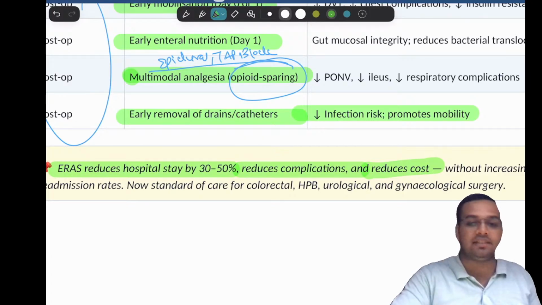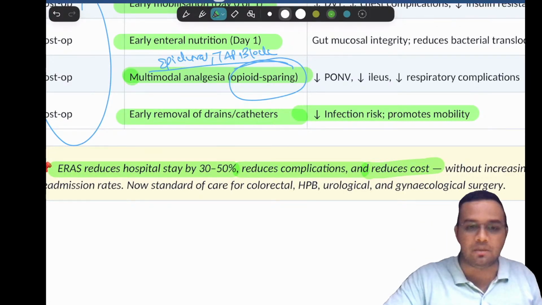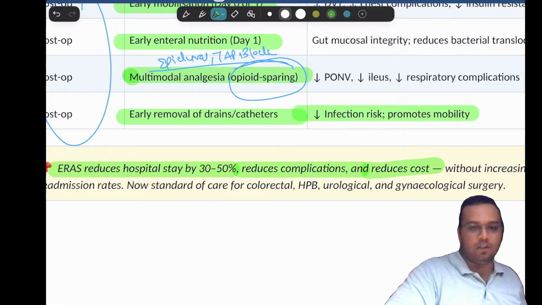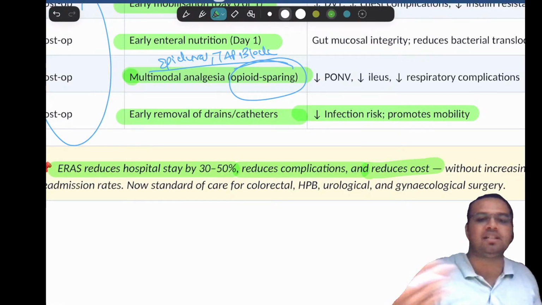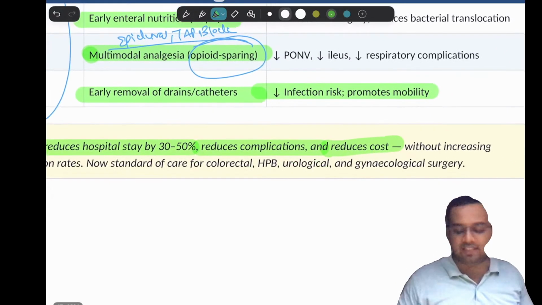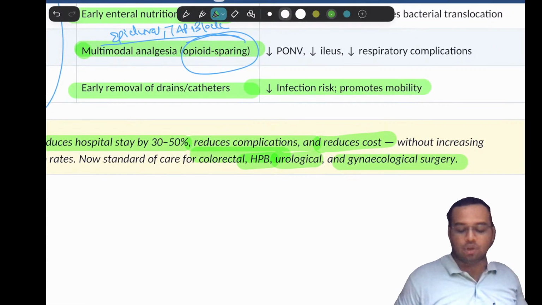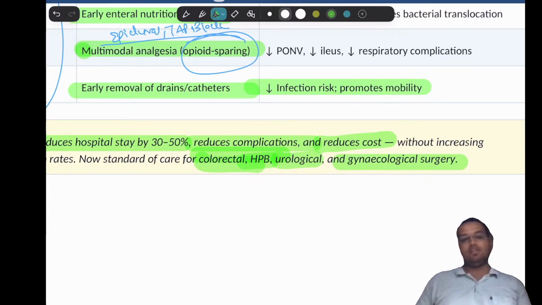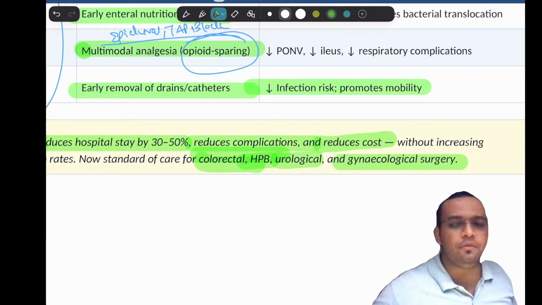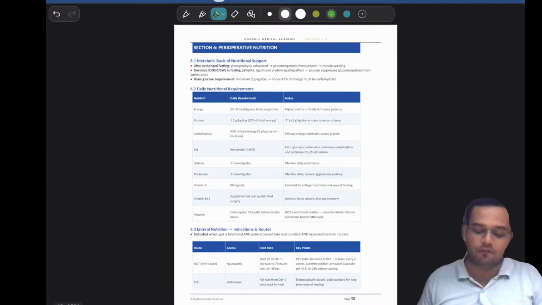So no complications. We saw Clavien-Dindo classifications. So no complications, less burden on the patient, less burden on the hospital, early patient coming, early patient going, discharge, less stress on every system. And it is typically seen with patients of colorectal, HBP, urological and gynecological surgeries. So we don't need to fear that much. We can use the ERAS protocols and enhance the recovery of the patient.